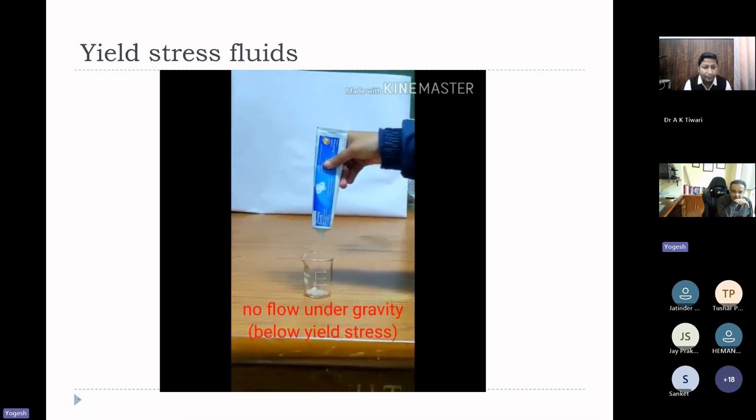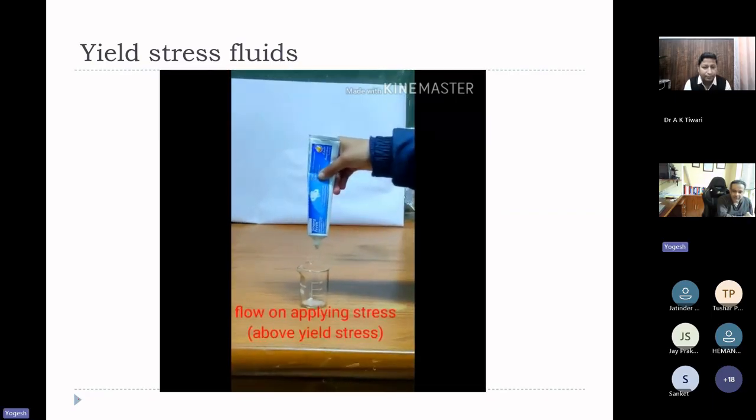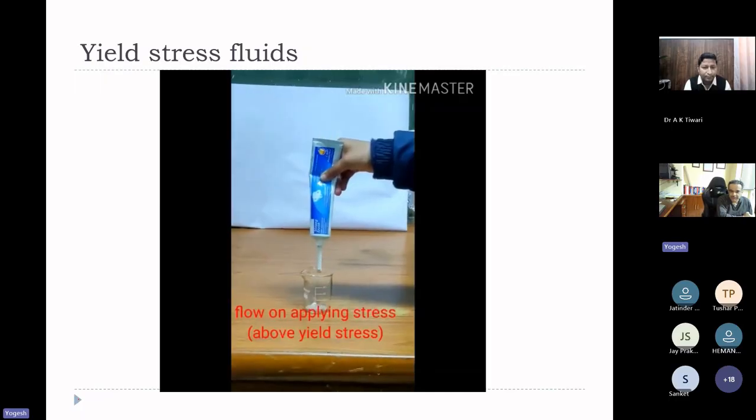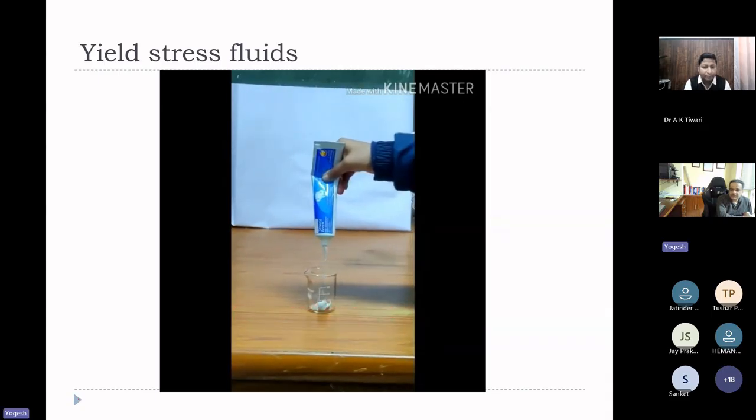You can see here that there is no movement under gravity. But when you press upon it, as we usually do every morning, the paste starts coming. This is a typical yield stress behavior that all of us are very well aware of. We have studied this very well in our undergraduate days, and there are many textbook problems associated with it in a very fine book by our dear Bird, Stewart, Lightfoot, Transport Phenomena.